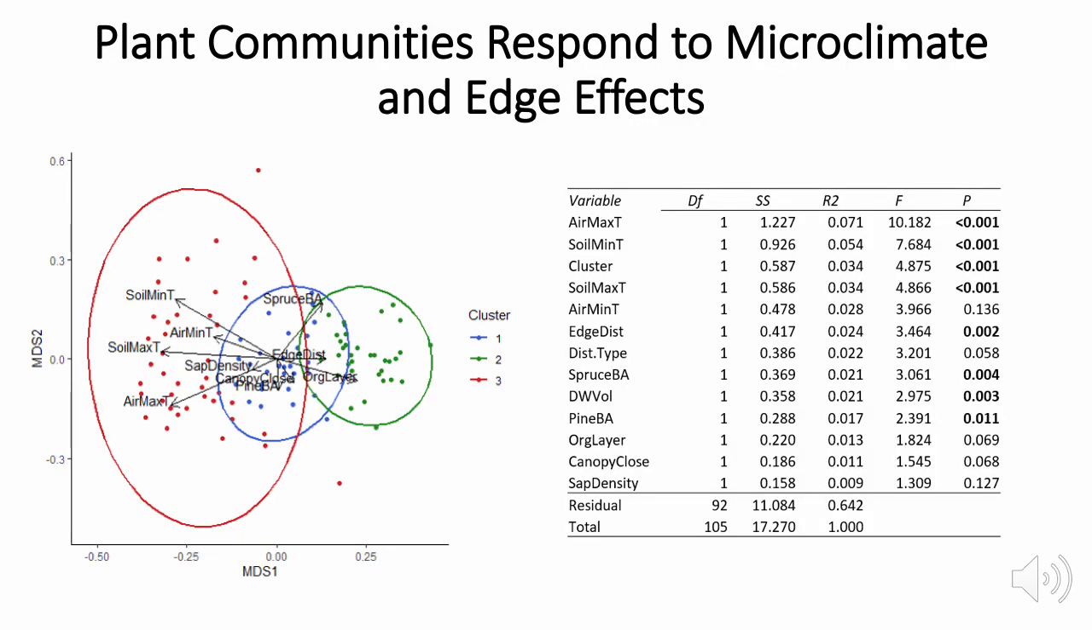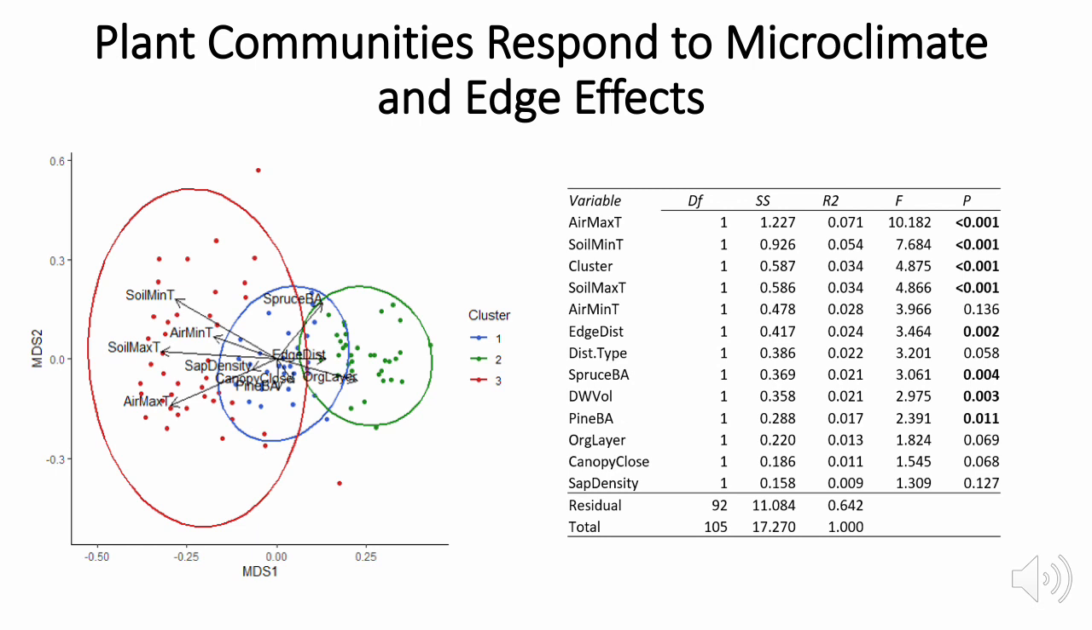Then I wanted to look at how plant communities respond to microclimate. On the left, you can see an ordination of a cluster analysis where our three clusters are strongly correlated with temperature vectors: soil minimum temperature, soil maximum temperature, and air maximum temperature. And this is also supported by the results of this PERMANOVA, which is shown in the table on the right. We can see the air maximum temperature, soil minimum temperature, and soil maximum temperature are the most important factors in this PERMANOVA influencing plant community composition.